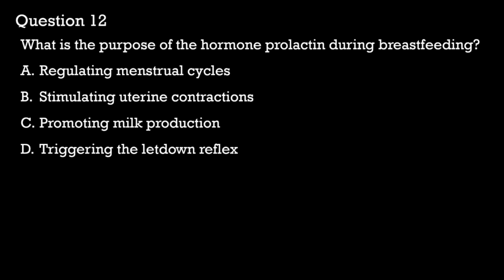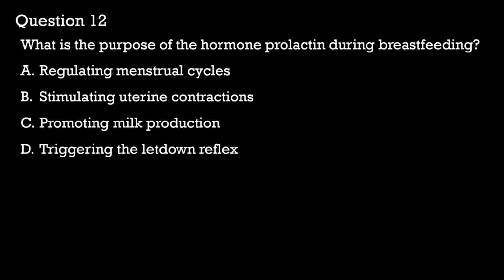In option A, regulating menstrual cycles is the role of estrogen and progesterone. Prolactin has nothing to do with this. In option B, stimulating uterine contractions is the job of the oxytocin hormone. It also helps to return the uterus to the pre-pregnancy size.